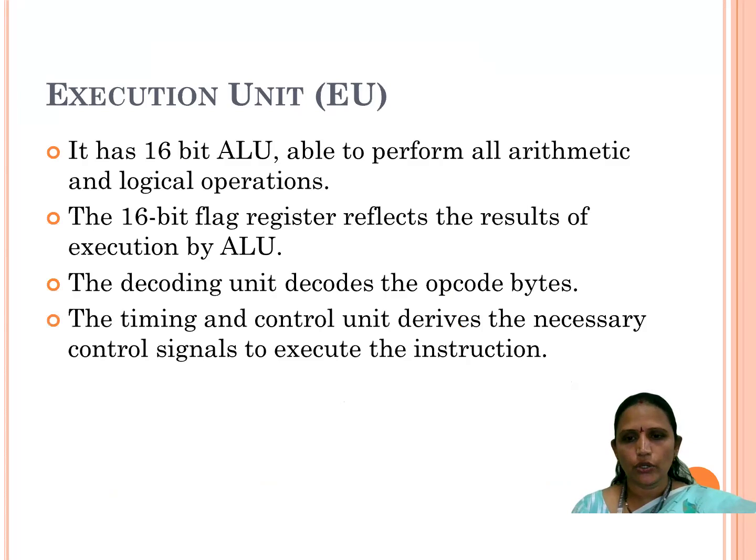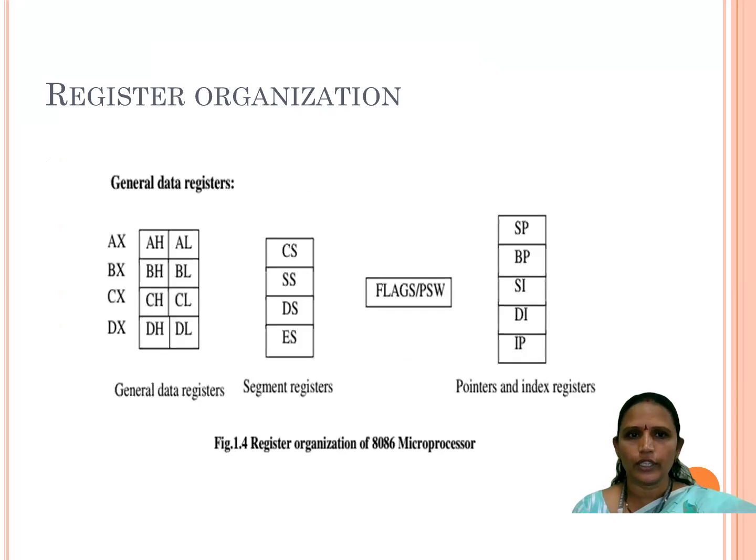And coming to the execution unit, it has a 16-bit ALU. A 16-bit ALU means it is able to perform all arithmetic and logical operations. After performing the ALU operation, the results are reflected in the flag register, so the output is given to the flag register. The 16-bit flag register reflects the results of execution by the ALU. Next, the decoding unit decodes the opcode bytes, and the timing and control unit derives the necessary control signals to execute the instructions. This operation is performed by the execution unit.